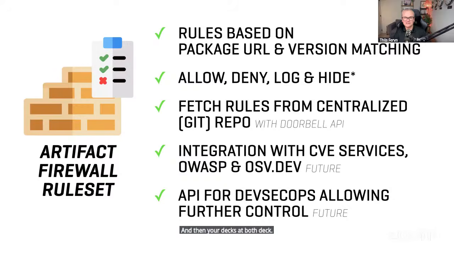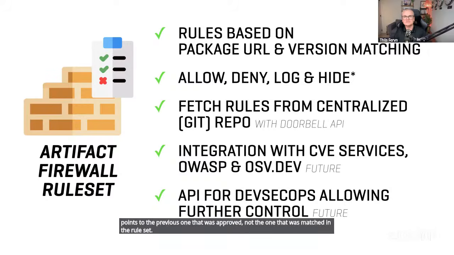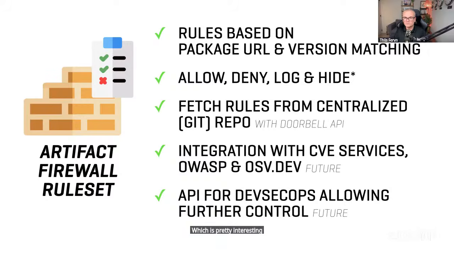And then your DevSecOps people can look into it. Or as I explained, hence the asterisk, you can hide it, meaning you can make sure that the latest tag of that package points to the previous one that was approved, not the one that was matched in the rule set, which is pretty interesting. Now, of course, we don't remove that version. We only remove the tag. If you do version pinning on a specific version, we won't stop you with hide. We'll stop you with deny, but not with hide.